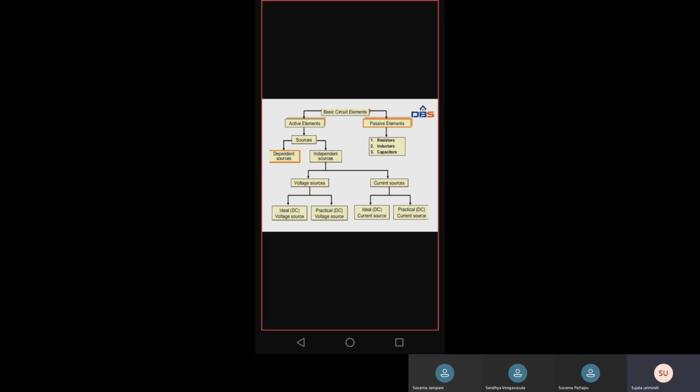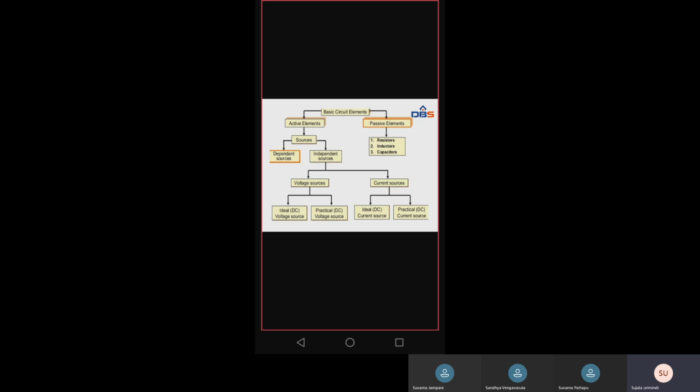Sources, which deliver the power, are nothing but the active elements. Under these sources, there are two types of elements: we all know them as voltage sources and current sources. Generally, they are also classified as dependent sources and independent sources.